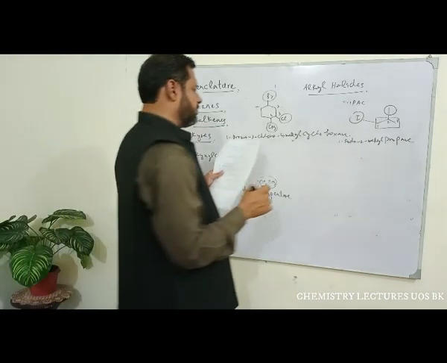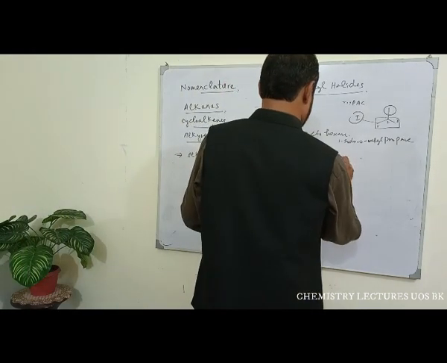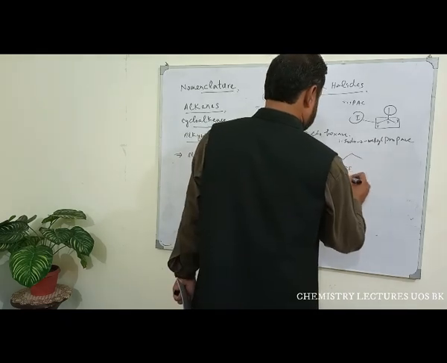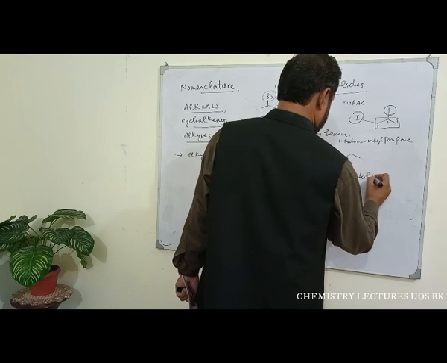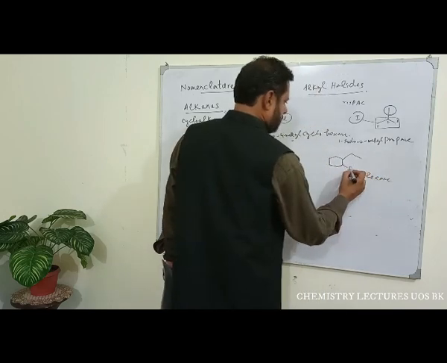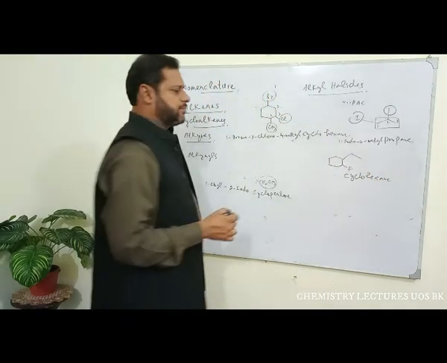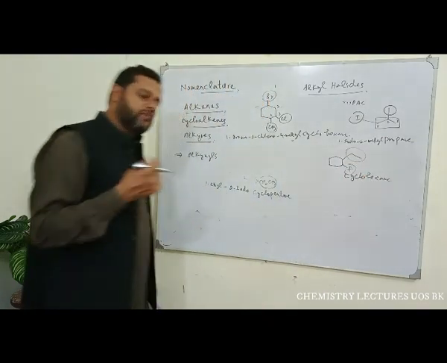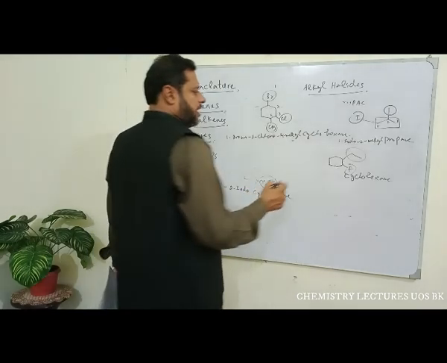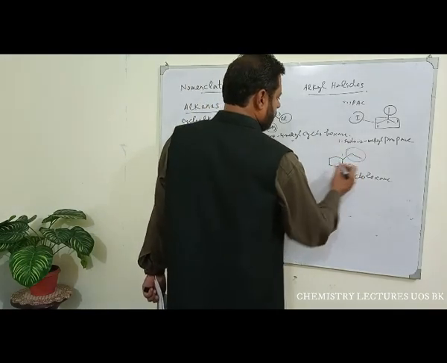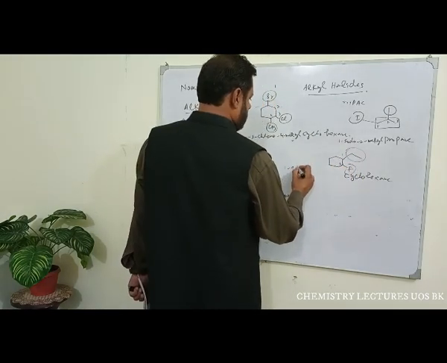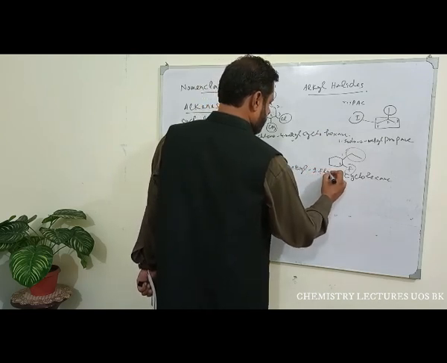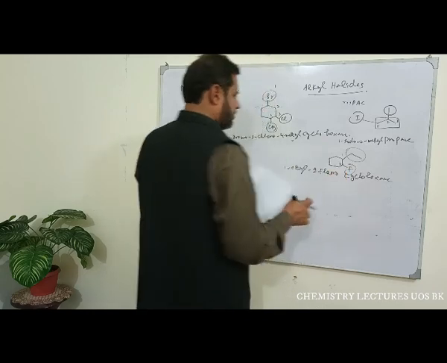I will give you one more example. This one. So this is a cyclohexane. On this cyclohexane, two substituents are attached, fluoro and ethyl. Which will be first? Ethyl is alphabetically first. So the ethyl group will be number 1 and fluoro will be number 2. It will be 1-ethyl-2-fluorocyclohexane.